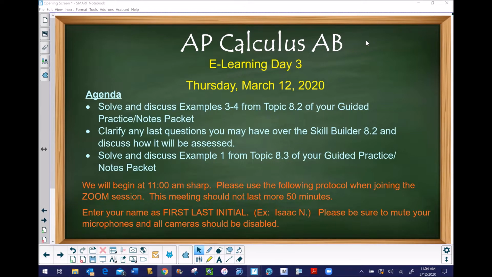Taking a look at our agenda today, Thursday, March 12th, we do have to finish up a little bit of loose ends from topic 8.2. Topic 8.2 is, if you recall, we're revisiting particle motion. We did a little bit of that in the first semester. It's been a while. The only difference now is that we can throw in the idea of the integral and see how that sort of interacts with these concepts.